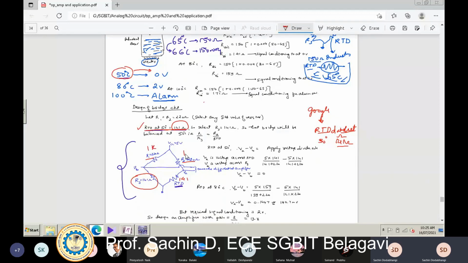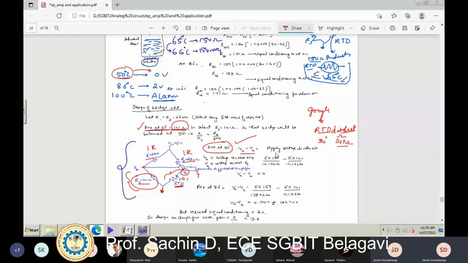But here, for the RTD, I require the output VA minus VB. VA is the voltage at this point with respect to ground, that is, the voltage across the RTD. VB is the voltage at this point with respect to ground, that is, the voltage across R3. So how to find VA and VB? Apply the voltage divider rule. Here I have written VA minus VB for RTD at 50 degree centigrade.